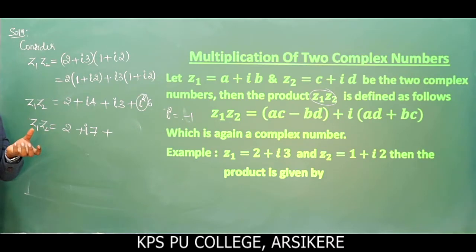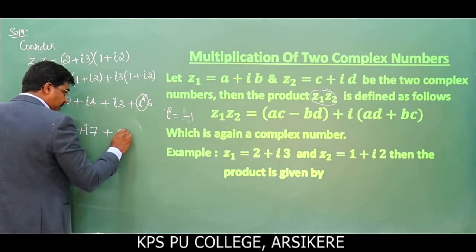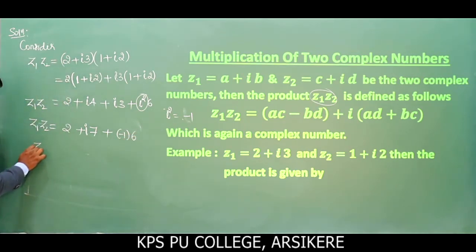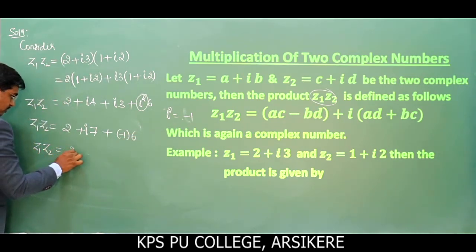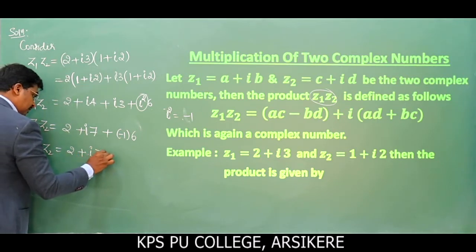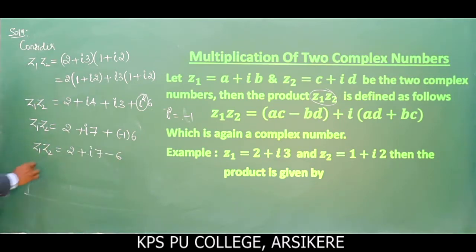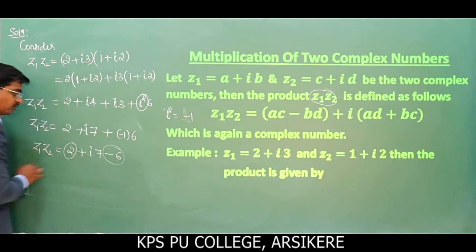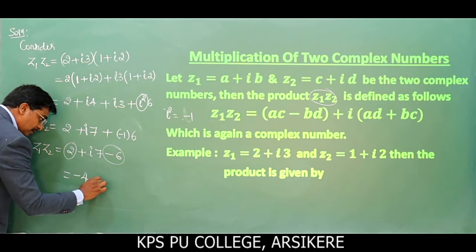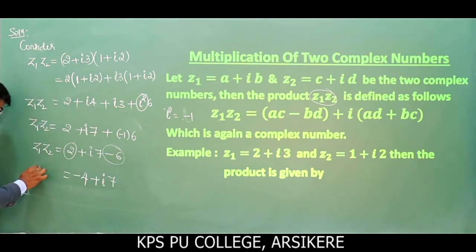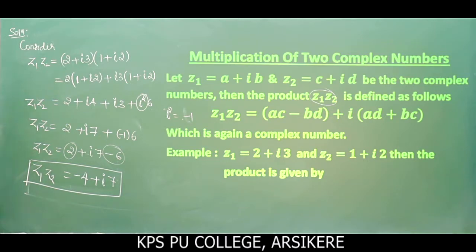i is square root of -1, then what about i square? -1. So this becomes -1 into 6. Therefore Z1 into Z2 is equal to 2 plus i into 7 minus 6. From this term what is left? 2 minus 6, very good, that is -4 plus i into 7. This is the product of the given two complex numbers Z1 and Z2. Take a pause and note all the things I have written here.